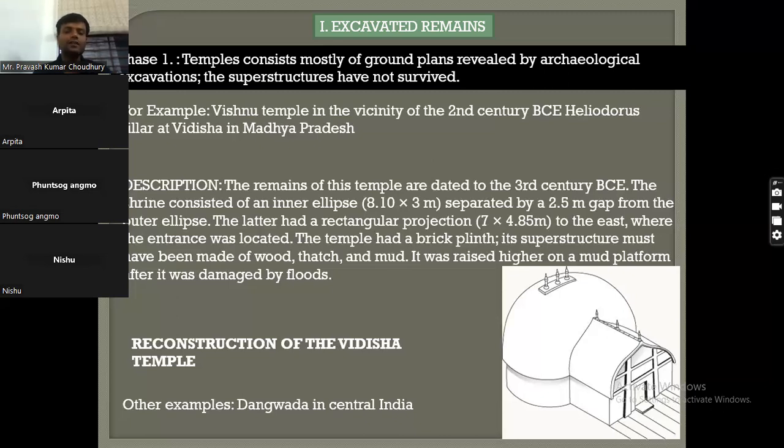On the screen, you can see the way the superstructure is being made. You can see how the plan of the temple was existing and what kind of superstructure one could erect on that plan. This is an imaginative erection which has been done on the basis of the basement found in the archaeological excavation at Vidisha.